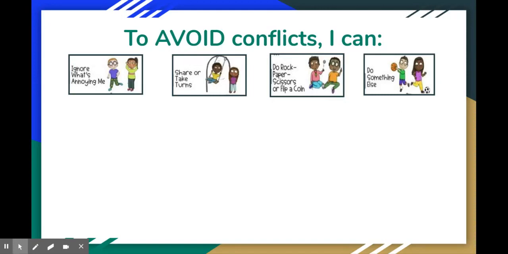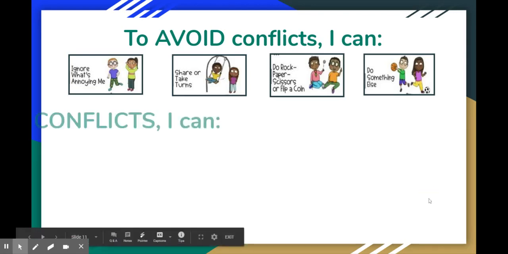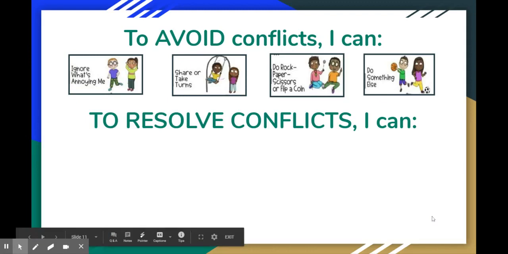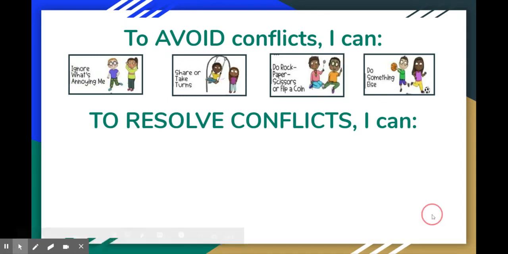Do something else. And what that means is, let's say you were wanting to play a certain game, but other people are already playing it. Instead of it becoming a conflict, how about you go do something else, and when the game is available, then you can take your turn. So here are some other things you could try to resolve conflicts.